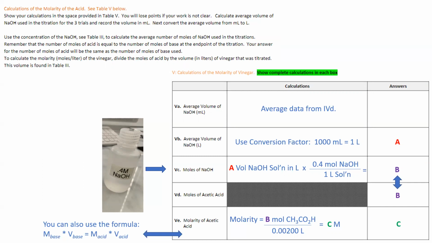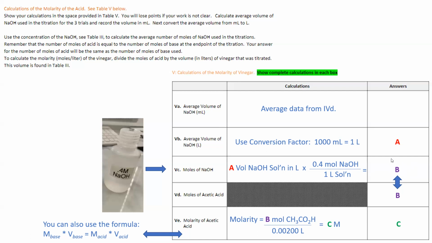Because that's in milliliters and we need it to be in liters, we're going to go ahead and use a conversion factor of 1,000 milliliters is equal to 1 liter to get to liters of sodium hydroxide that was used. And from that volume of sodium hydroxide solution in liters, we can use that volume and the concentration of the sodium hydroxide solution. Mine was 0.4 molar, so that's what I am using here in this equation. So I'm using that molarity as a conversion factor to go from the liters of the sodium hydroxide solution to the number of moles of sodium hydroxide.